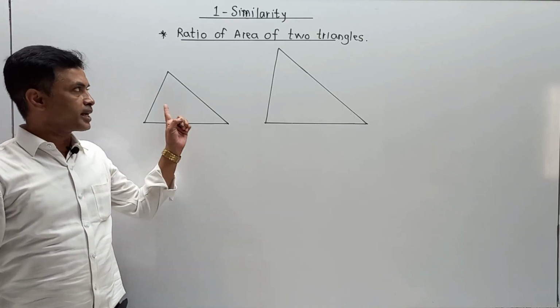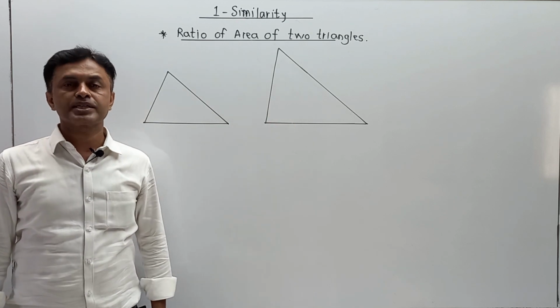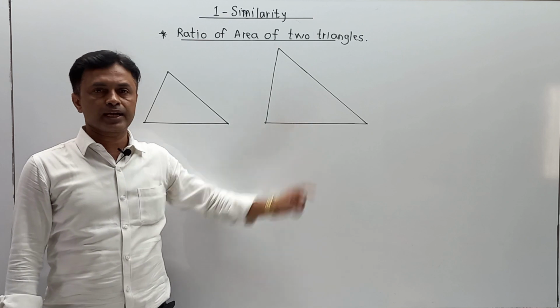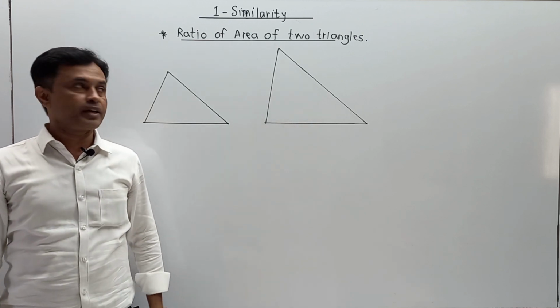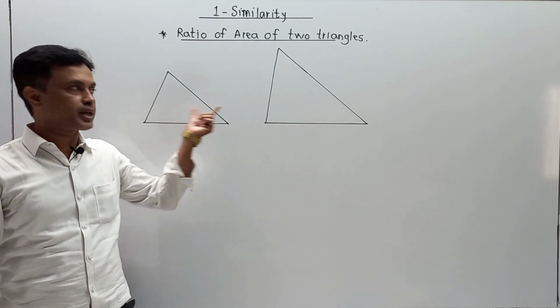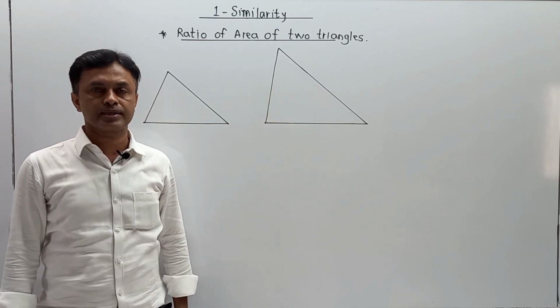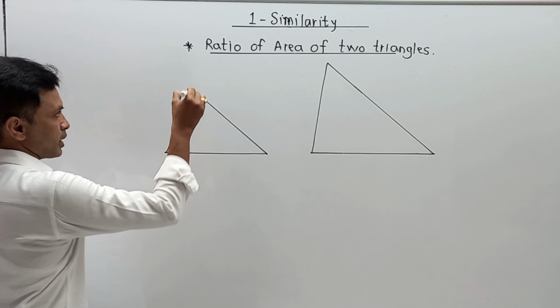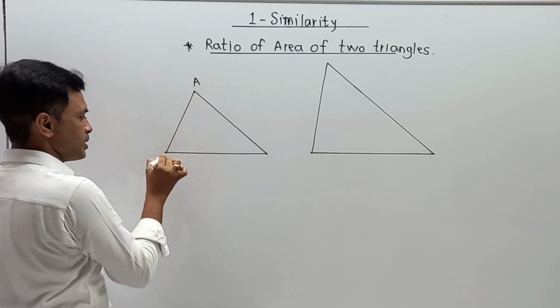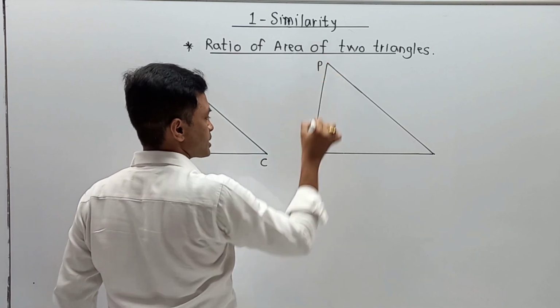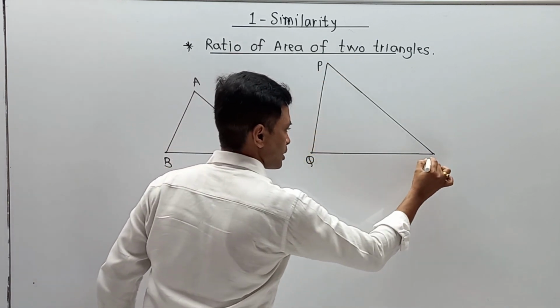Now please try to understand the concept of these two triangles. What is exactly that concept? First of all, I have drawn the first triangle here and the second triangle here. Definitely you can see that the first triangle is somewhat smaller and the second triangle is somewhat larger in comparison of size. For the first triangle I am going to call it triangle ABC, and for the second triangle I am going to call it triangle PQR.